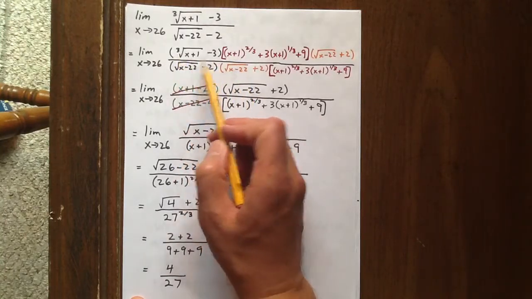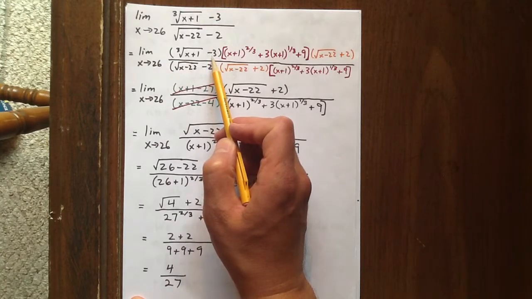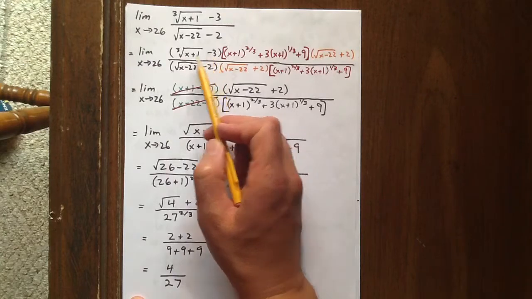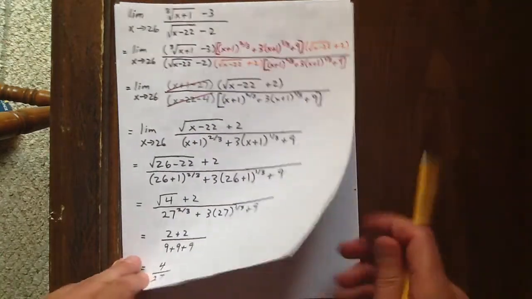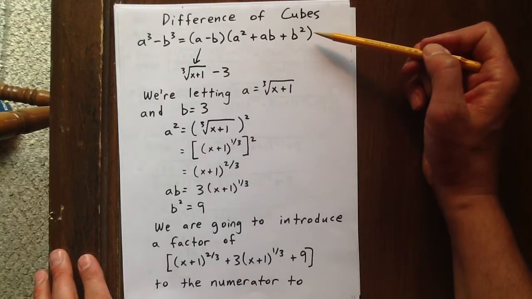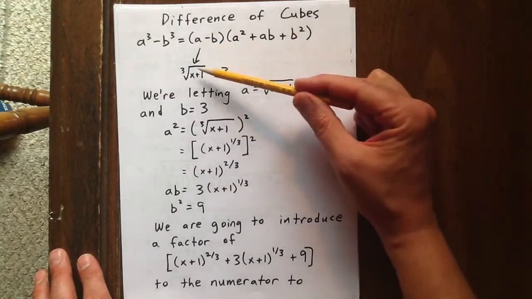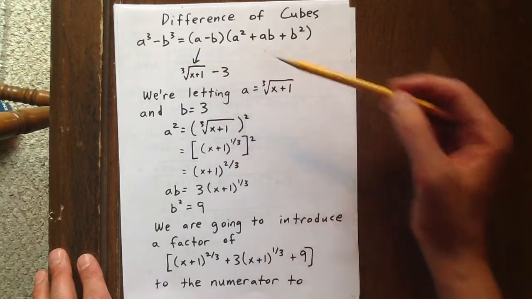And sometimes people make the mistake of multiplying by the cube root of x plus 1 plus 3. But it doesn't work that way because this is a difference of cubes. So instead, we're going to have to use the difference of cubes principles. And what we have is that a cubed minus b cubed equals a minus b times a squared plus ab plus b squared. So we're going to let a be the cube root of x plus 1, and we're going to let b equal 3.